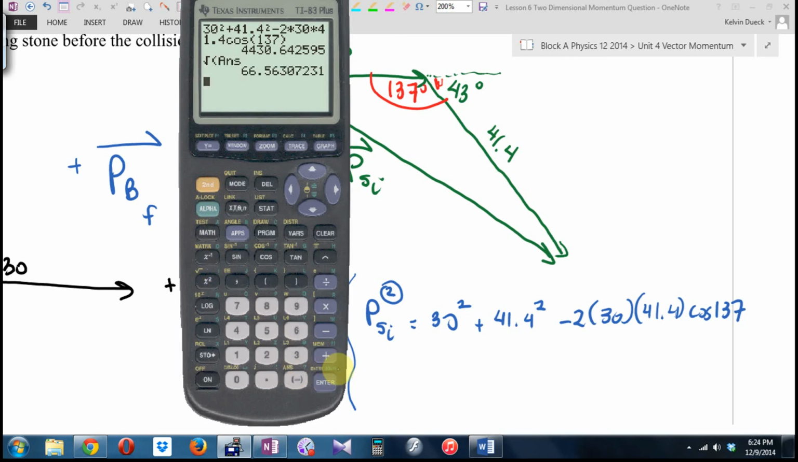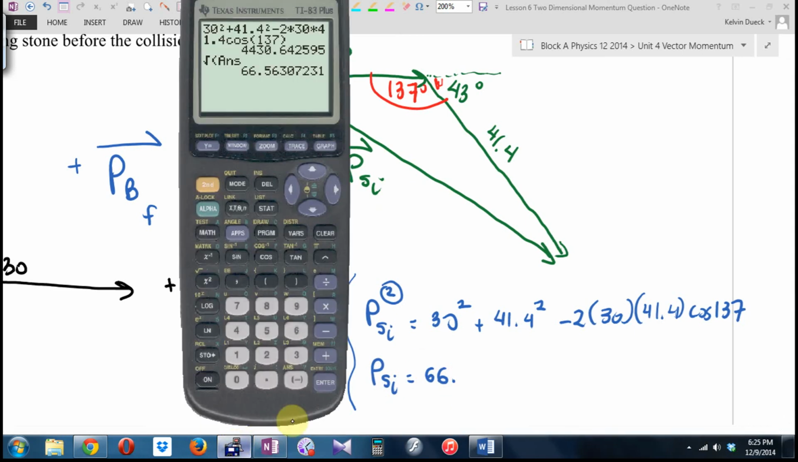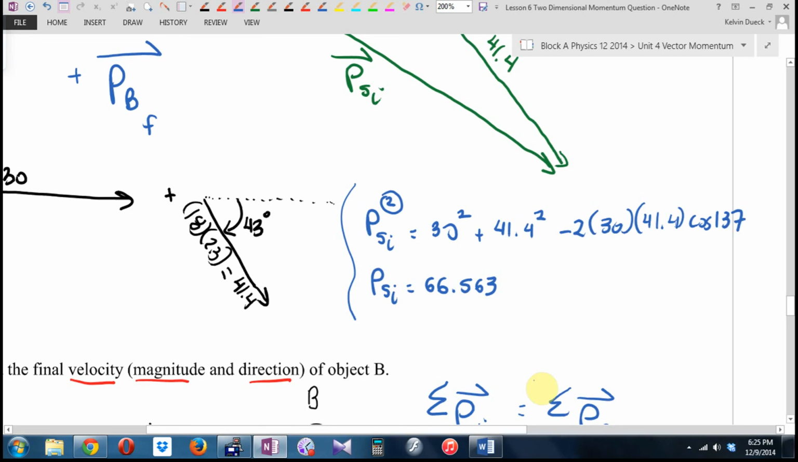The initial momentum is 66.563. I'll carry that many sig figs. You can carry a few more if you want, because this isn't what I want to find. That's the initial momentum. Now I need to get a velocity.